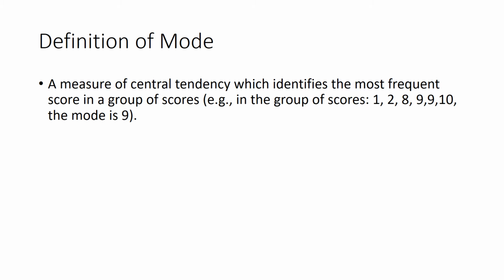Now, before we can even find the mode of a data set, we first need to know the definition of mode, what mode means. And so right here, I provided the definition of mode for you. Mode is a measure of central tendency which identifies the most frequent score in a group of scores. So, for example, if you had this group of scores right here, this data set, the mode would be 9 because 9 is the most frequent score within this group of scores, and it's as simple as that.